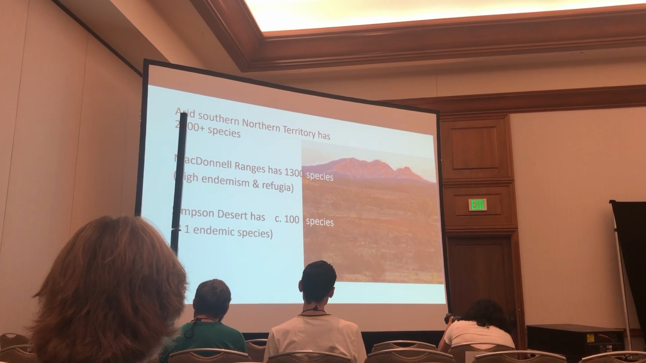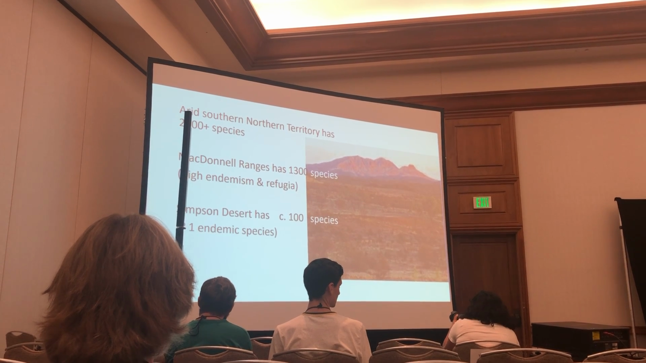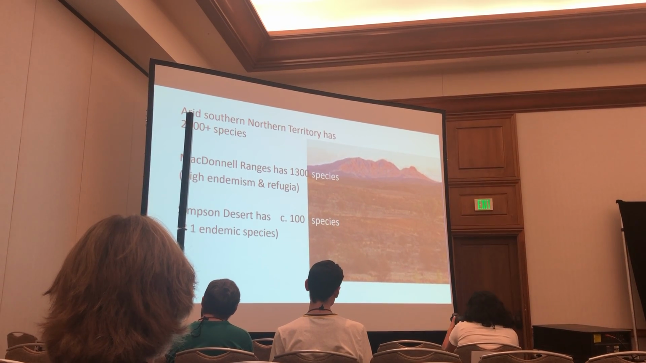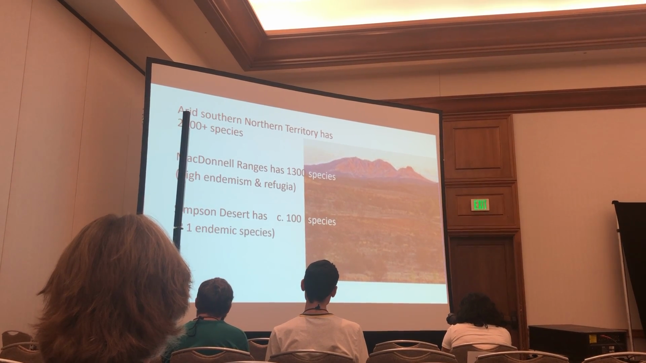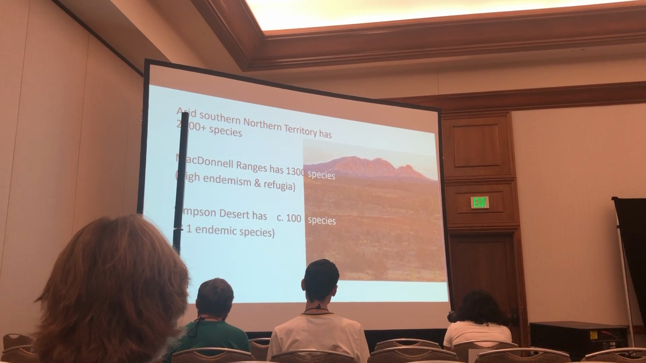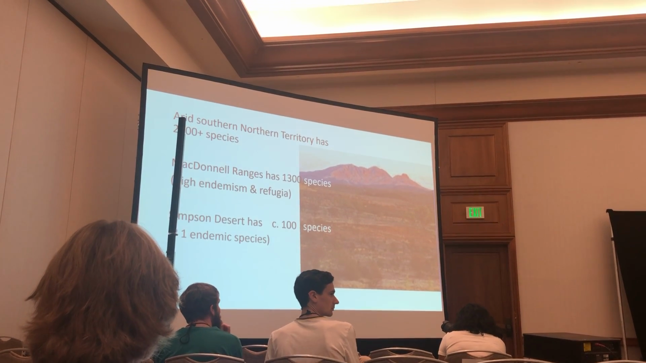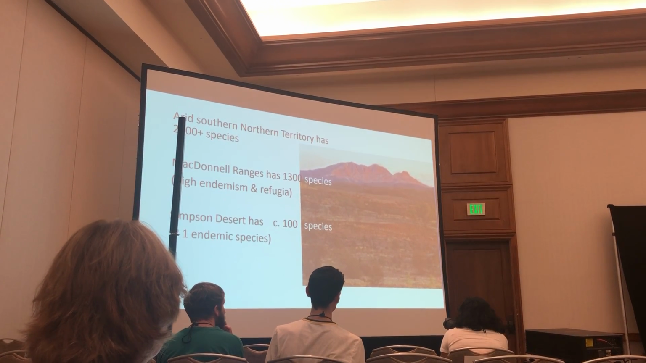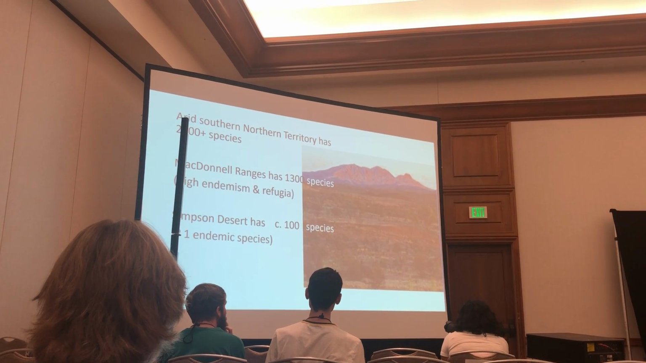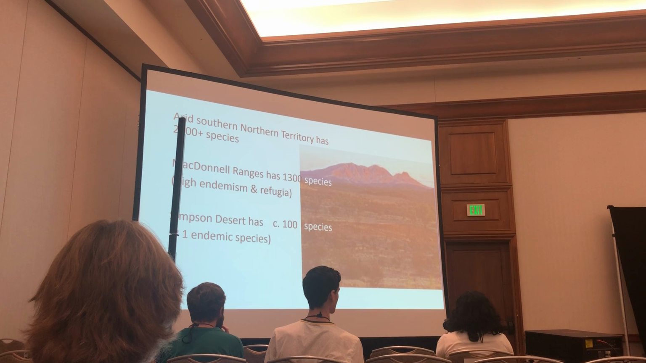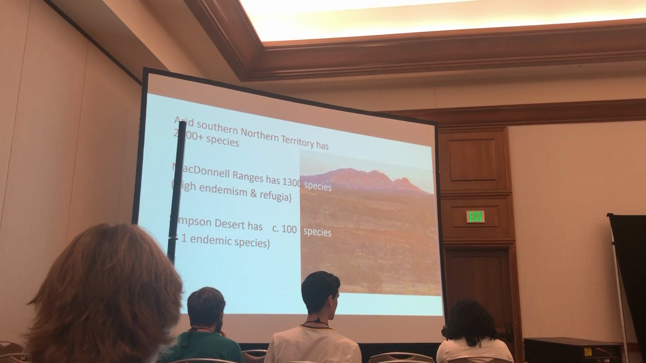So here we are in the middle of the desert, something similar to what we're seeing around here, yet we have this high endemism. We also have a series of refugia, but at the same time, in the extreme, we also have the Simpson Desert having a large area, probably the size of, say, one of the smaller states like Maryland, having only 100 species, which is one of the smallest for the entire continent. And we probably have only one endemic species.